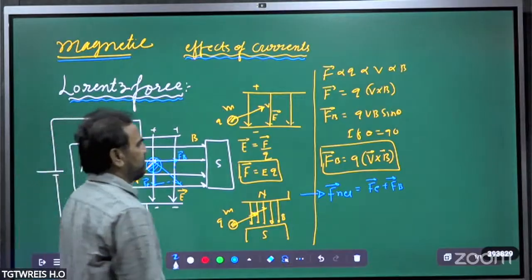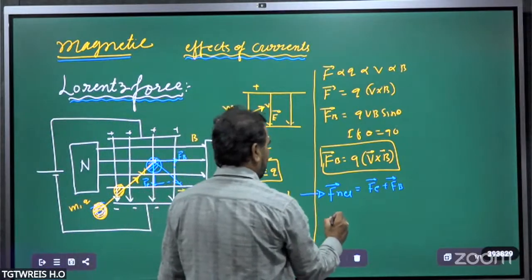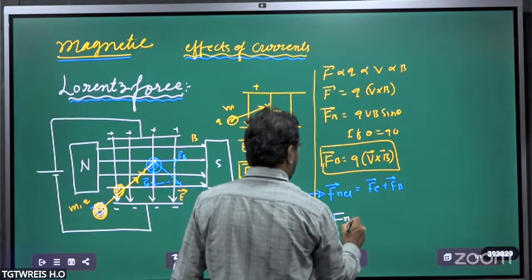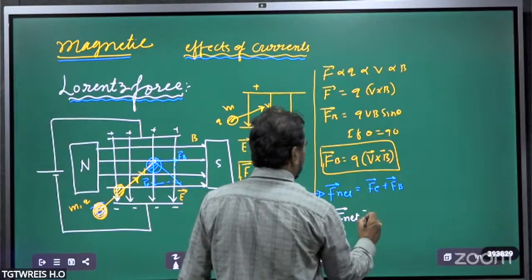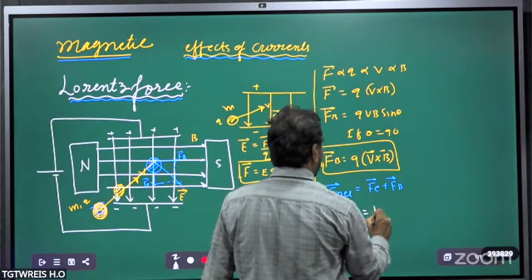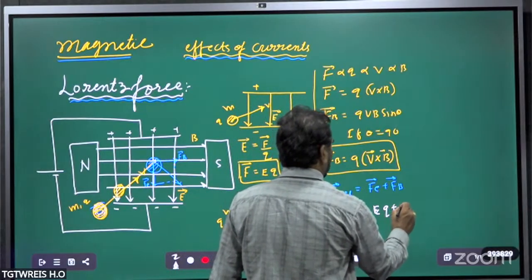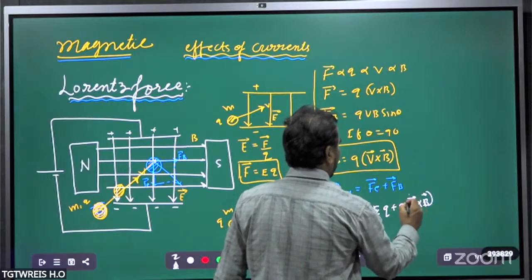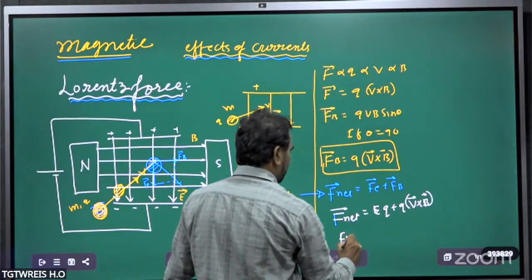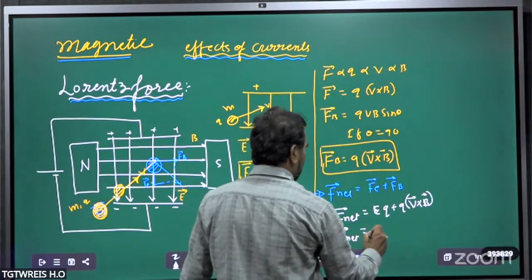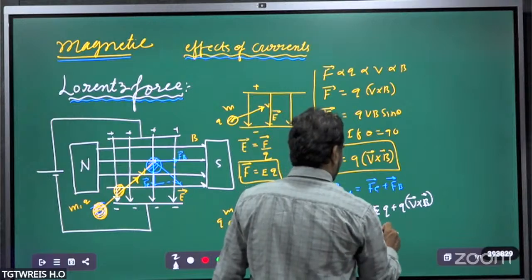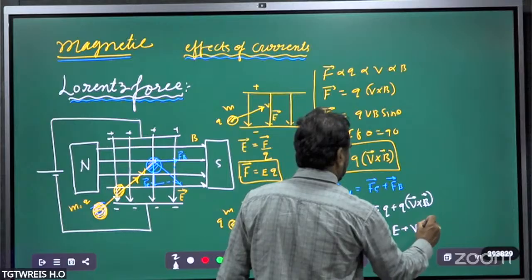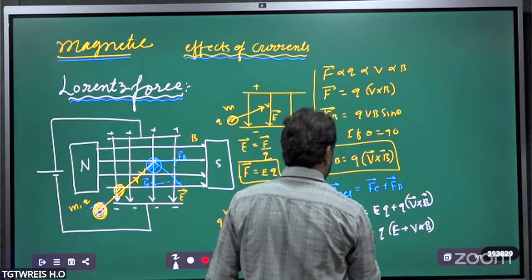So what is the electric force? The electric force is nothing but QE. That is, F net is equal to the electric force, EQ, plus the magnetic force, which is Q into V cross B. So F net is equal to Q into E plus V cross B. This is called the Lorentz force.